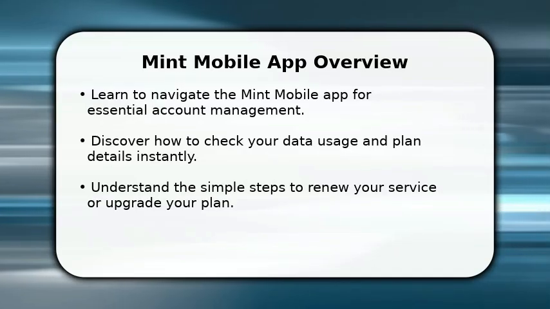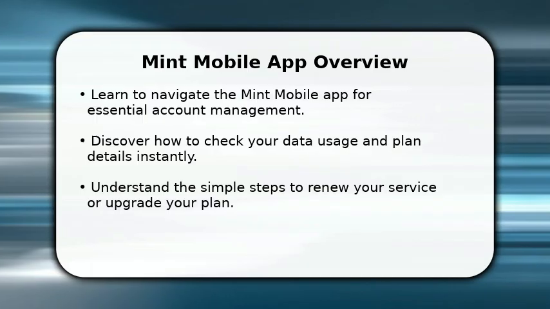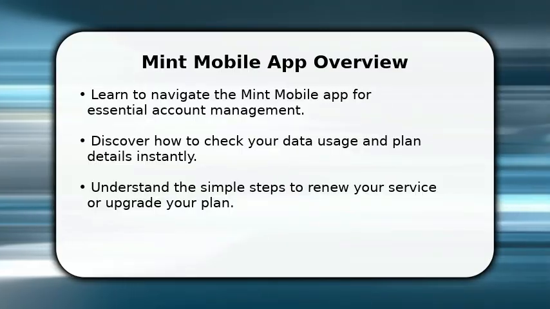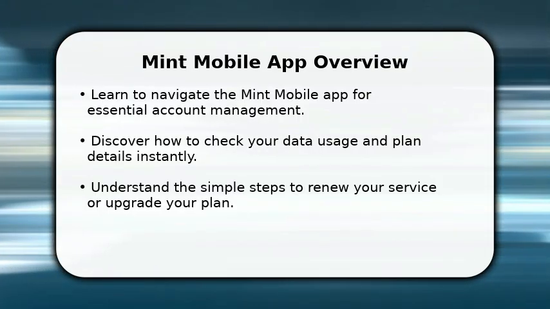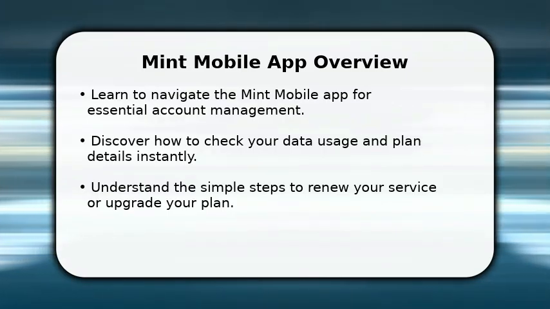In this video, I will explain how to use the Mint Mobile app. First, download the app from your device's app store and log in with your credentials. The home screen provides an immediate overview of your current data usage and plan expiration date. You can easily access your account details, manage your plan, and explore available add-ons. This app is your central hub for all things Mint Mobile, making self-service incredibly convenient and straightforward.